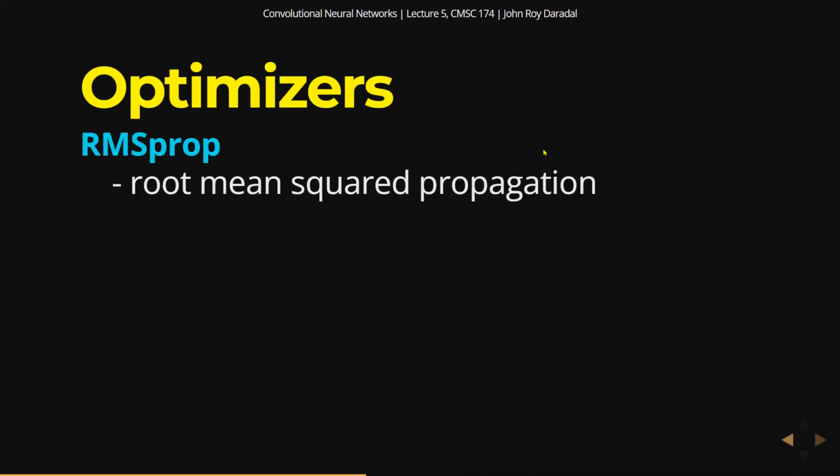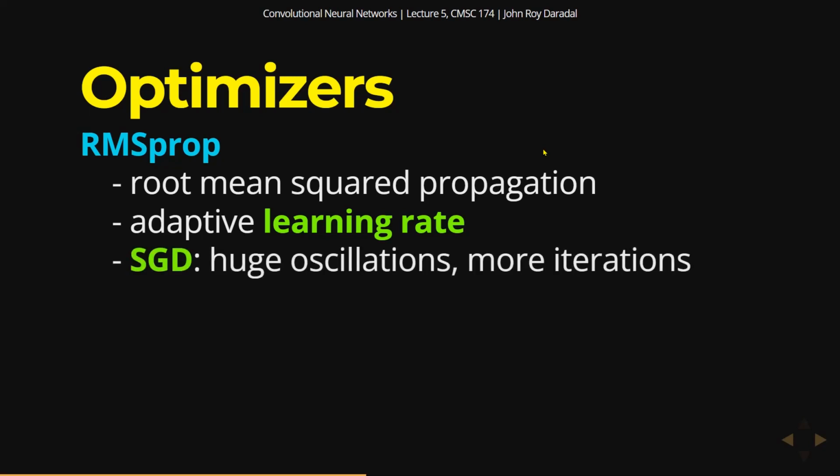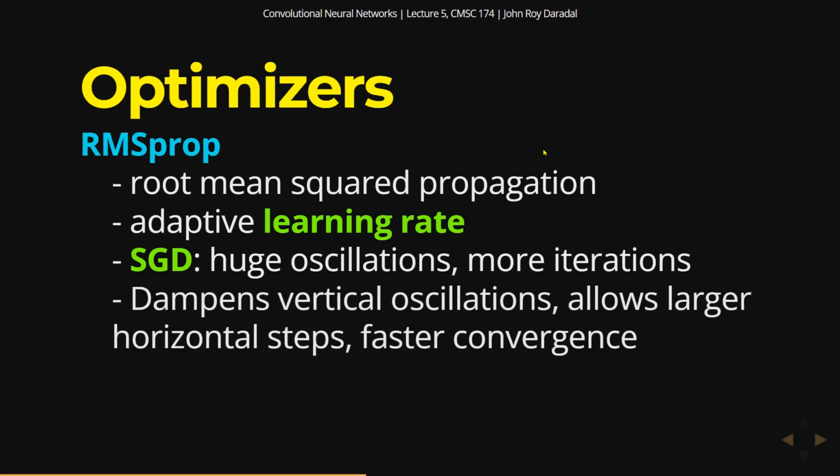Now, another adaptive learning rate technique for optimization is called RMSprop, which stands for root mean squared propagation. As I mentioned, it also has an adaptive learning rate. Now, compared to stochastic gradient descent, which has huge oscillations, the zigzag patterns, and a lot more iterations because of the noisy updates, RMSprop will try to dampen the vertical oscillations and allow larger horizontal steps for you to be able to reach faster convergence.